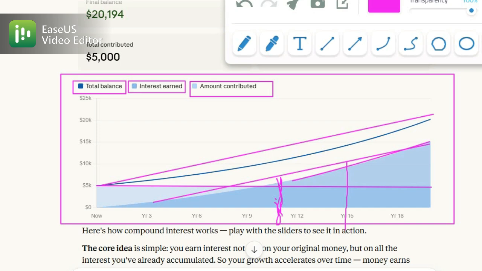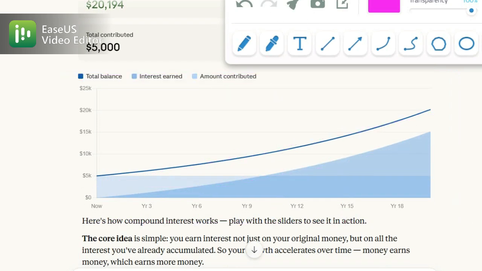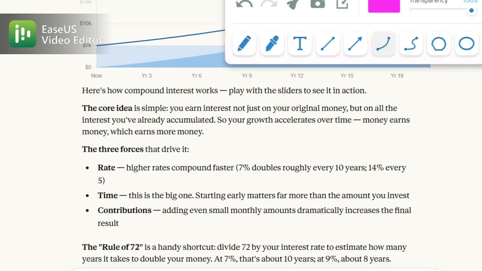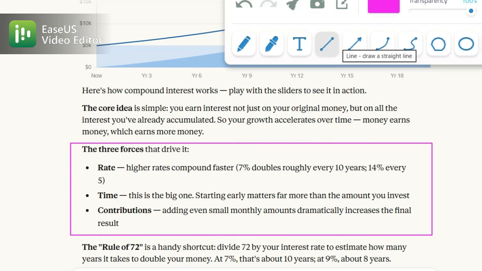Now here we have the three core ideas, the three forces driving growth. The first is rate: the higher the interest rate, the faster the doubling. For example, 7% doubles in about 10 years, and 14% doubles in about 5 years. The second is time, and the third is contribution.